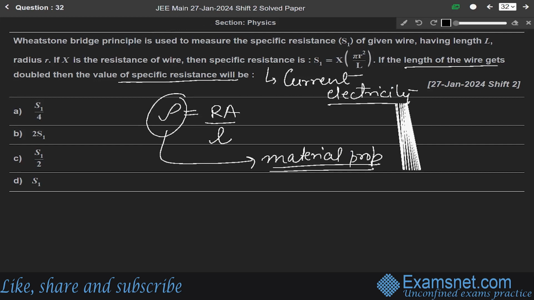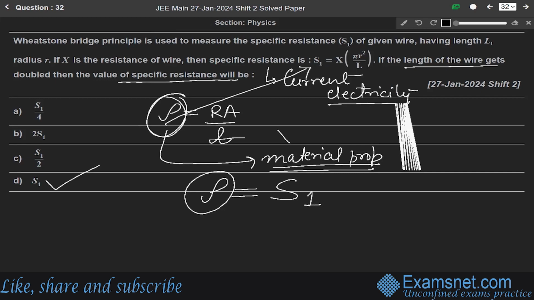So whenever temperature increases or decreases, there will be a change in the specific resistance, but it does not depend upon the length of the wire. So if the length becomes double or gets halved, it does not affect the specific resistance. The specific resistance remains the same as the previous one. Rho is equal to S1. So our correct answer is D, S1.